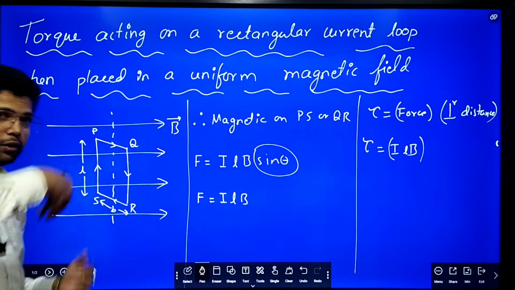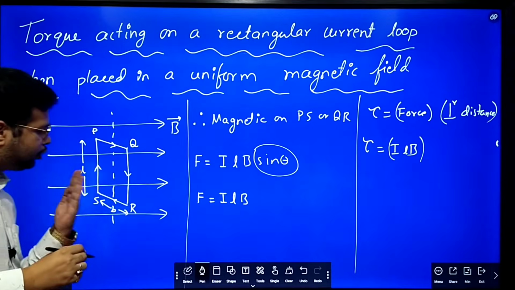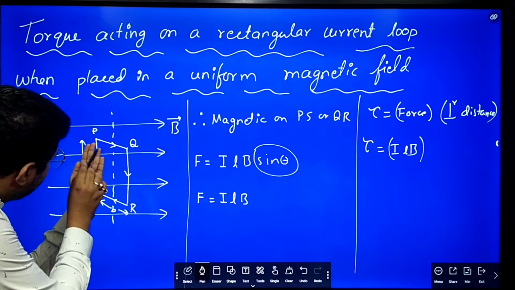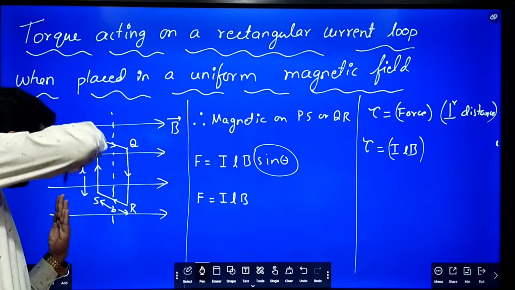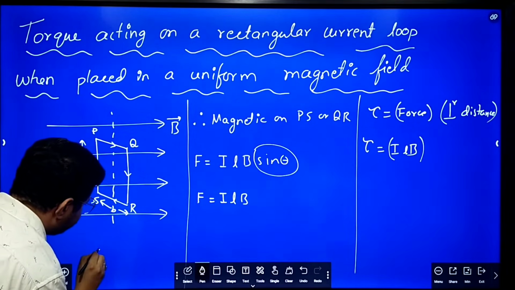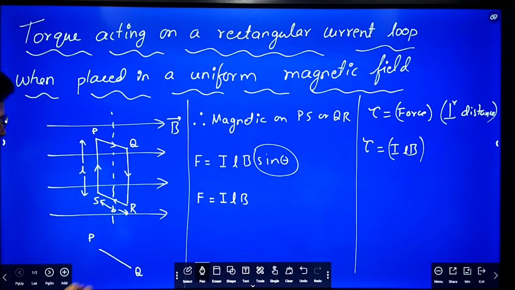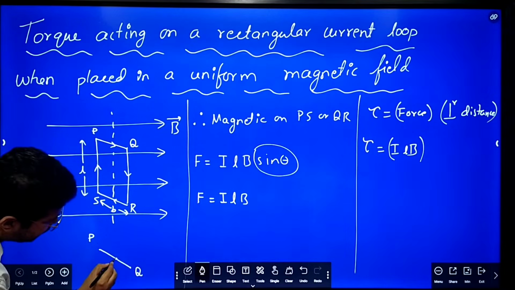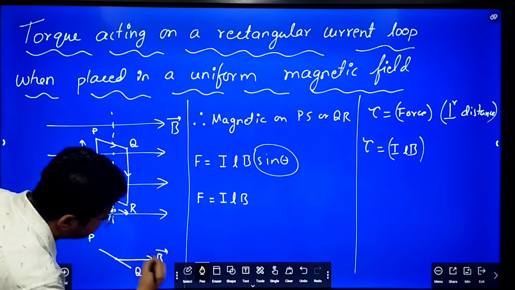We'll see the coil from the top. Okay, so then what happens? I can see only PQ. Now I can see P, Q, R and S. If I observe this from the top, I can see only P and Q. Now here at this point, what is the direction of magnetic field? This is the direction of magnetic field.